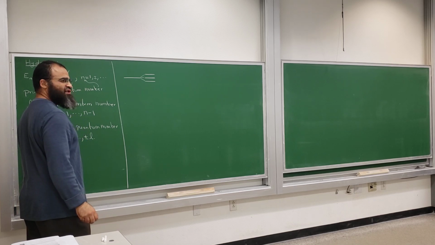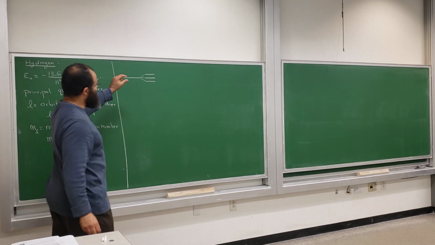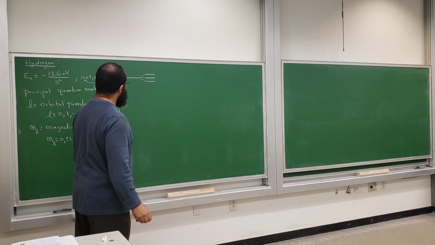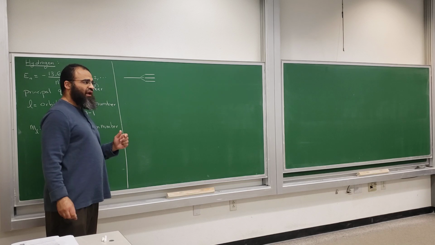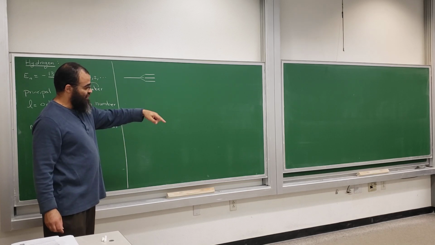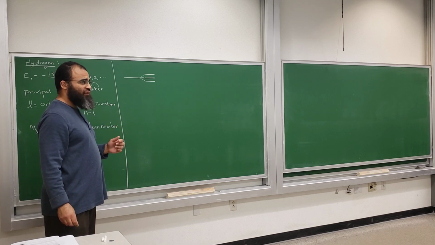And the question is, why does it split? And then what is the spacing between 2 energy levels? We can understand this by thinking of the electron going around the atom in some sort of a circle, and the circle will have a radius r.